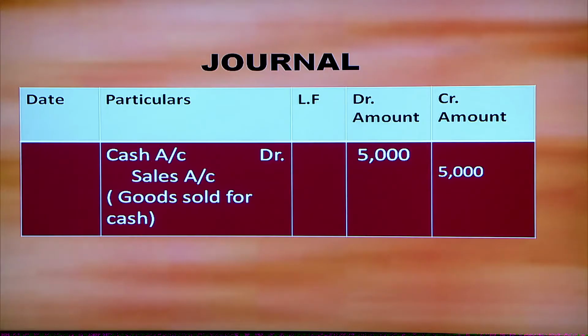When you are writing in the journal, it will be in this form: cash account debit to sales account. In some cases, we can write the account to be credited without the preposition to also. So, in this format, I have written without the preposition to. Cash account debit to sales account, amount 5,000. Narration is there: goods sold for cash. Narration will be written in brackets.